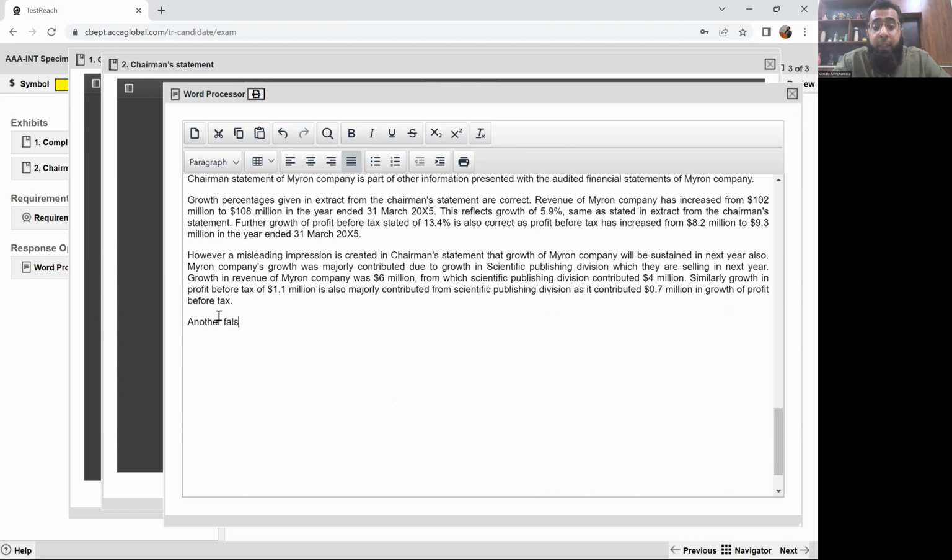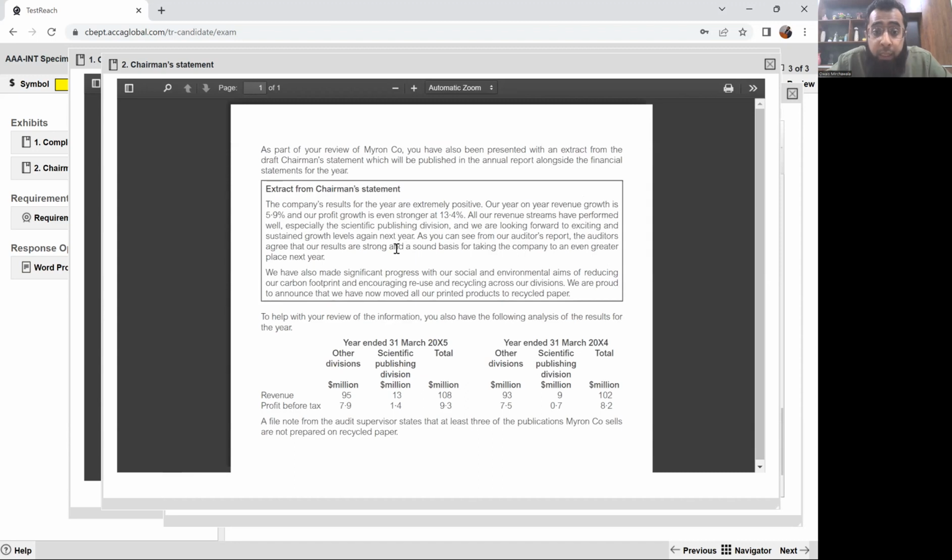Another false or misleading statement that needs to be considered relates to the auditors: that they agree that Myron company has, if you read the exact words, results that are strong and have a sound basis for taking the company to the next level.